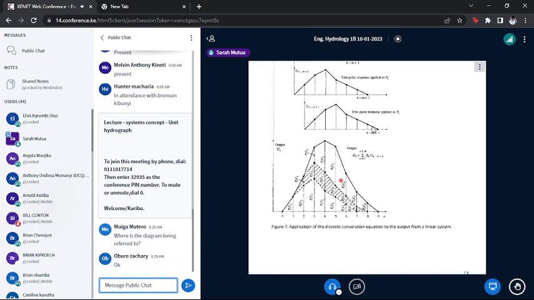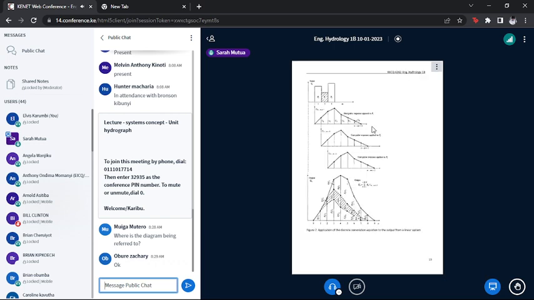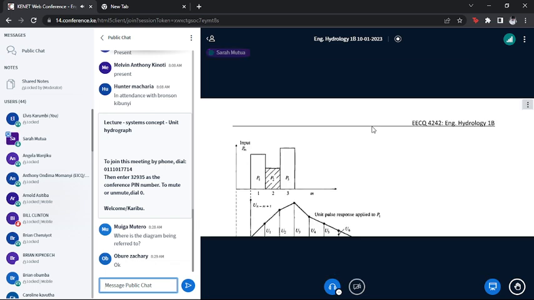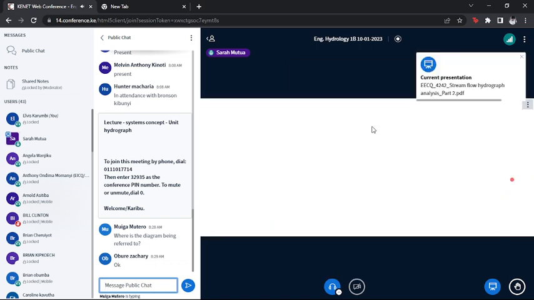Apart from that question from Obure Zachary, anyone else with another question? Because I want to check, we are supposed to now go to the unit hydrograph itself and start applying the convolution equation. We need to go to that, in which case I need to upload part 2 of these notes.